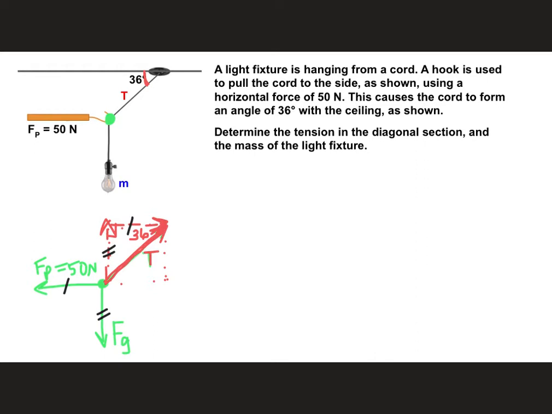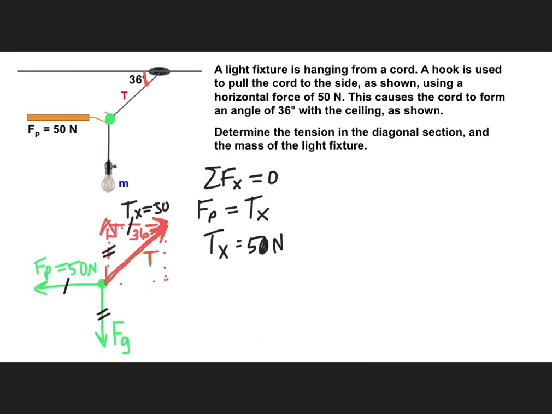So I'll start with the left equals right. The sum of the forces in the x direction have to all balance. So that means that the F sub p to the left has to equal this, which I'll call T sub x, to the right. So T sub x must also be 50 newtons. That's the thinking that's involved here.